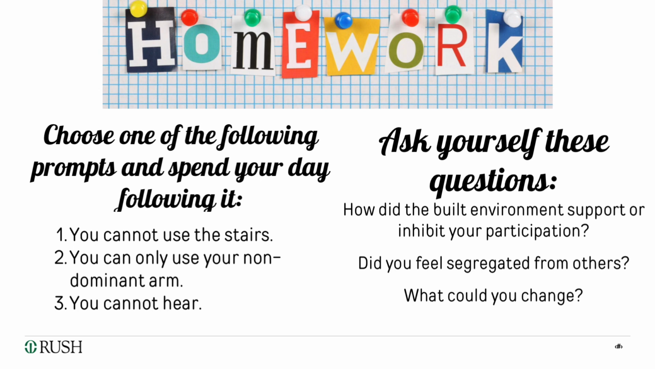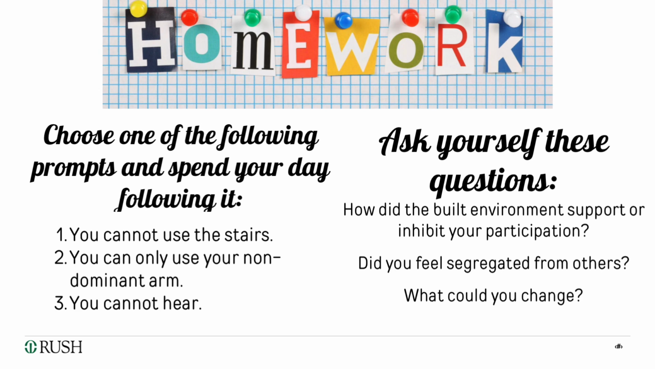And then ask yourself these questions. How did the built environment support or inhibit your participation? Help you do what you needed to do, or maybe keep you from doing what you wanted to do. Did you feel segregated from others? Thinking about that equitability factor versus just equality. Did you feel isolated from other people trying to navigate the environment? And what would you change about the environment?